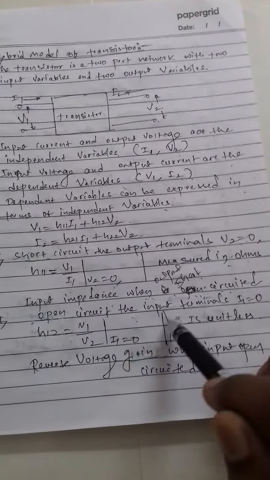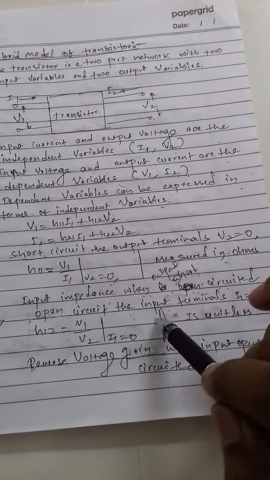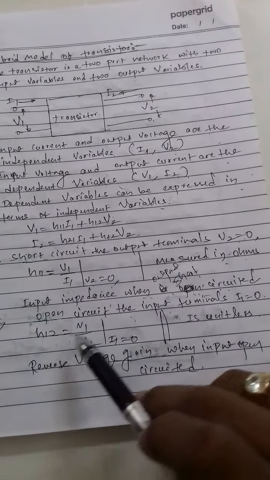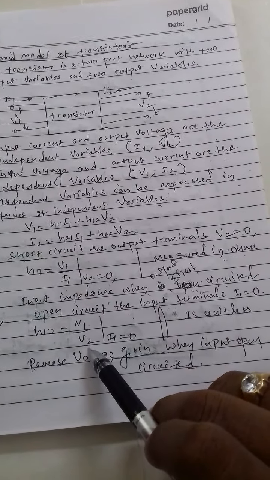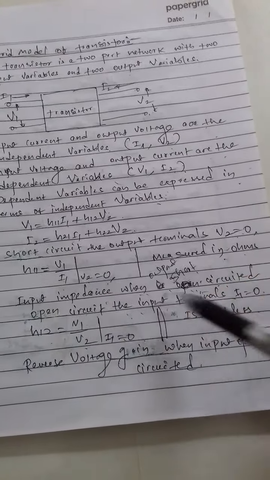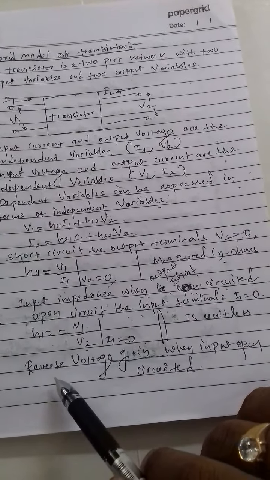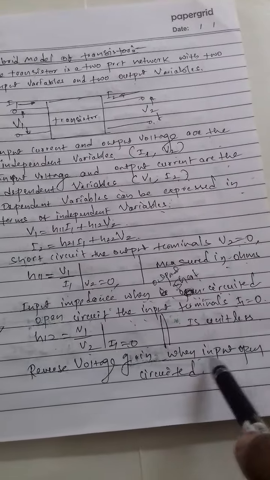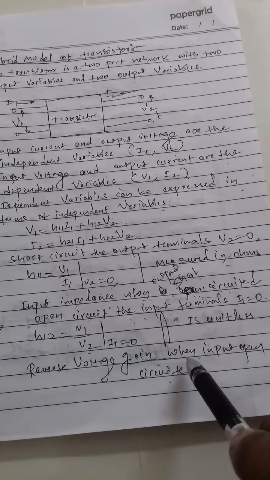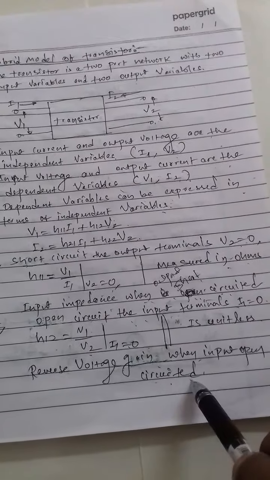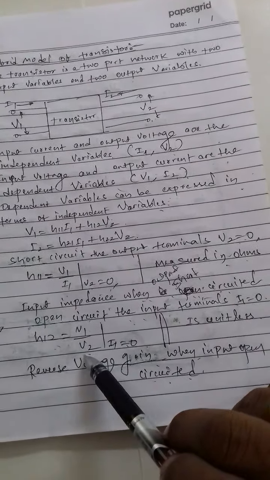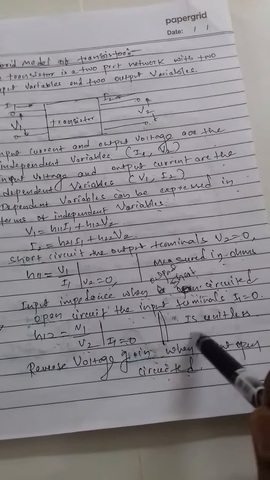Open circuit the input terminals, that is I1 is equal to 0. H12 is equal to V1 upon V2 when I1 is equal to 0. This is the reverse voltage gain when the input is open circuited, and it is unitless.